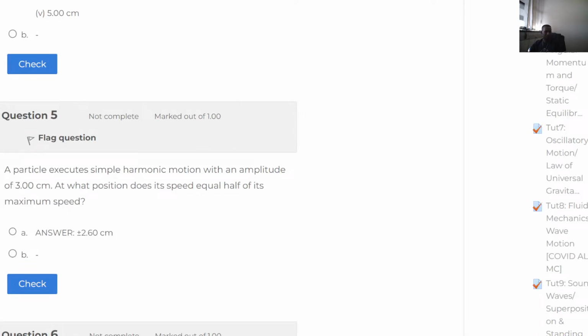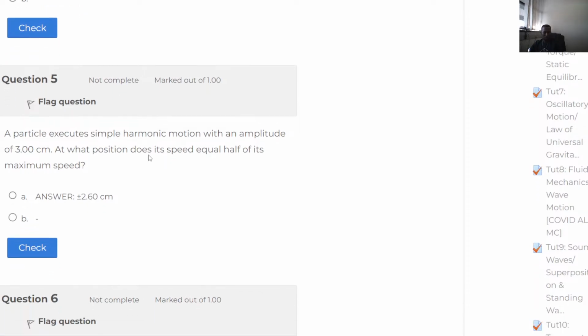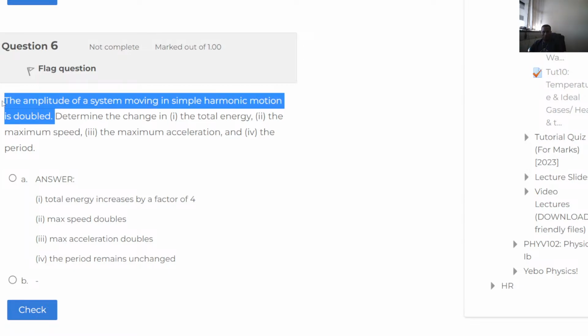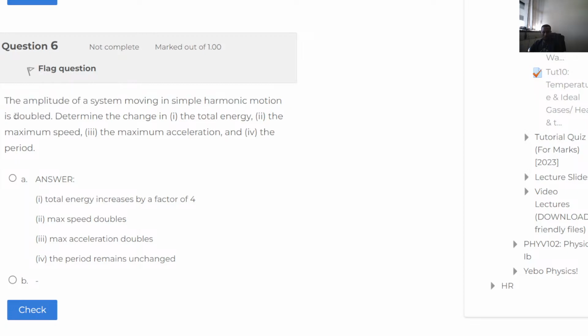But it is displayed there, you could read through. Yeah, question number 6 comes in. On this question number 6, it is also a simple harmonic motion. I could see the amplitude of a system moving in a simple harmonic motion is doubled. You see, doubled. That's what I'm interested in.